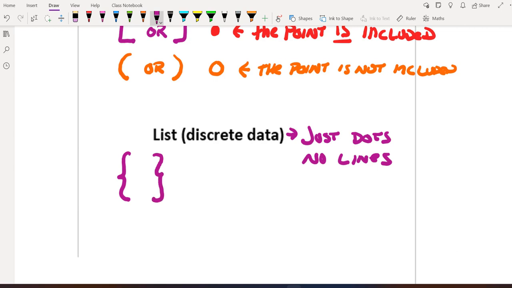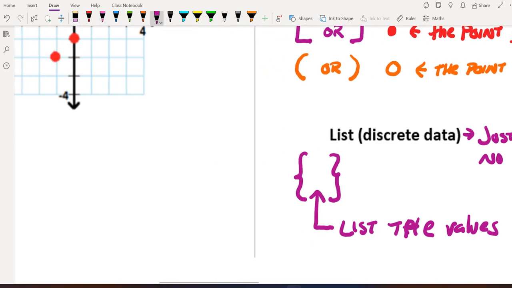And inside these curly brackets, you just list the values. So if you're talking about domain, we list the domain values. If you're talking about range, we list the range values. Right, so let's go to this first graph here.